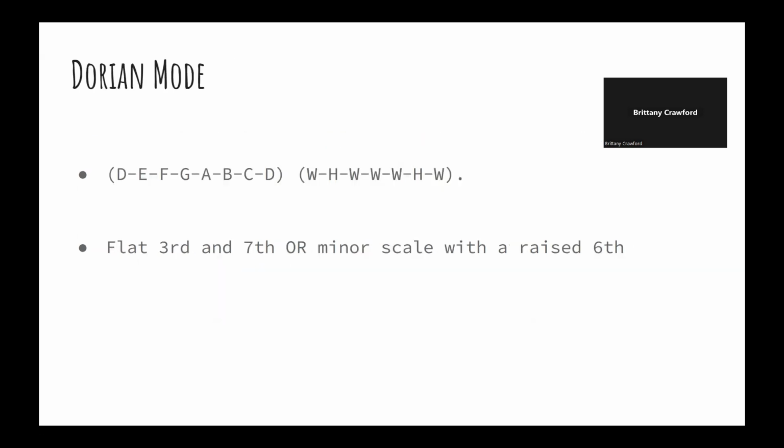For instance, the D Dorian mode is D, E, F, G, A, B, C, D. We can think about it by using C as our major scale and starting on the second tone of that scale, which would be D. This creates a series of steps that is whole, half, whole, whole, whole, half, whole.